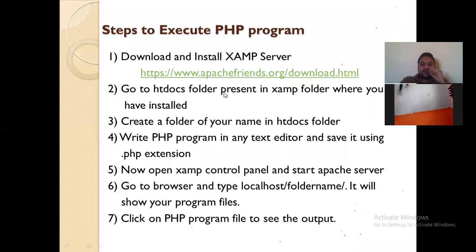Okay, so you can get this XAMPP server on this website apachefriends.org/download.html, or you can simply search on Google for XAMPP server. Okay, download XAMPP server. You will get different links and different versions of XAMPP server for different operating systems. Okay, you can install this XAMPP server on your Windows operating system, or you can install it on your Ubuntu operating system also.